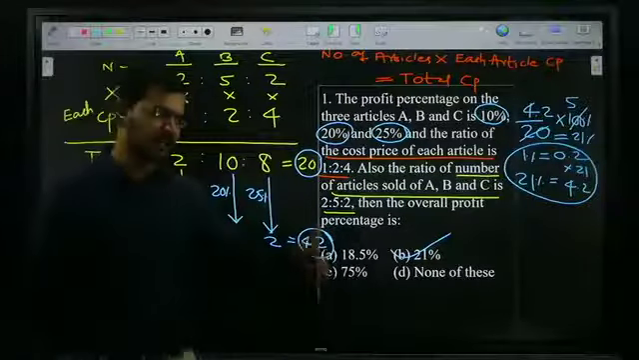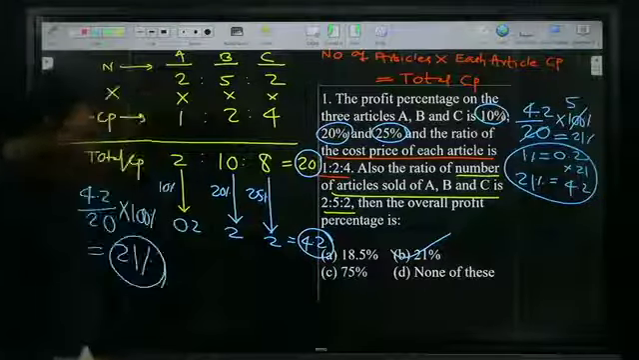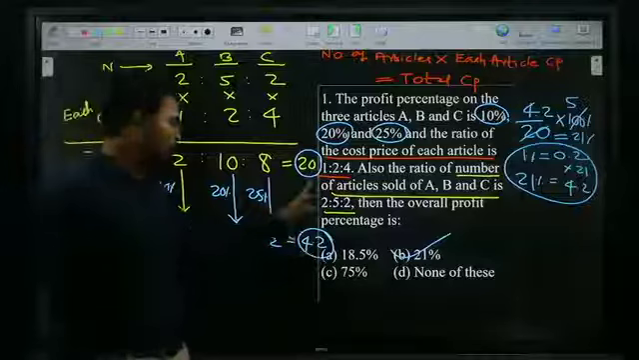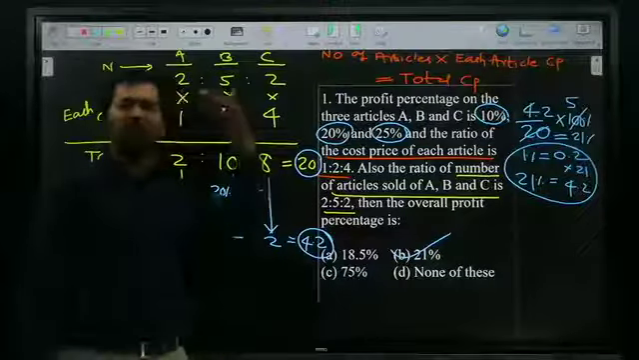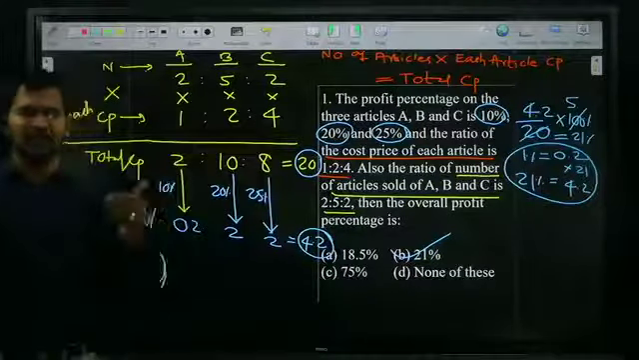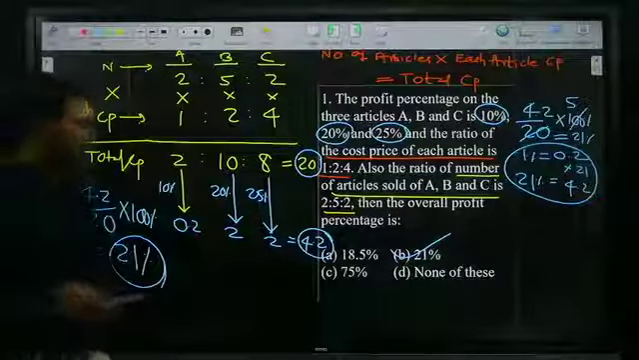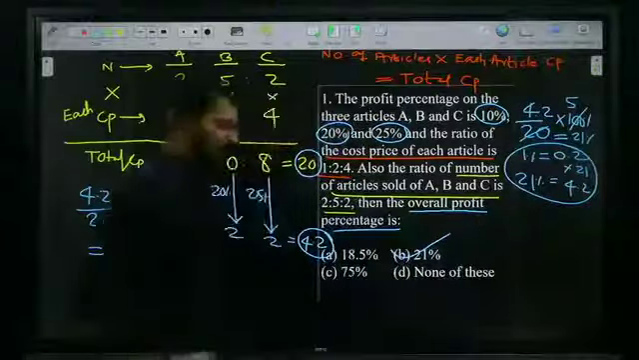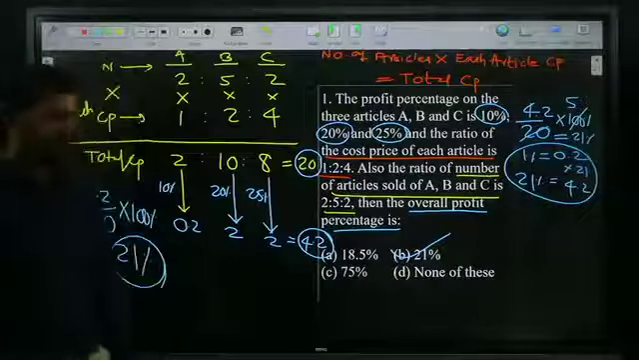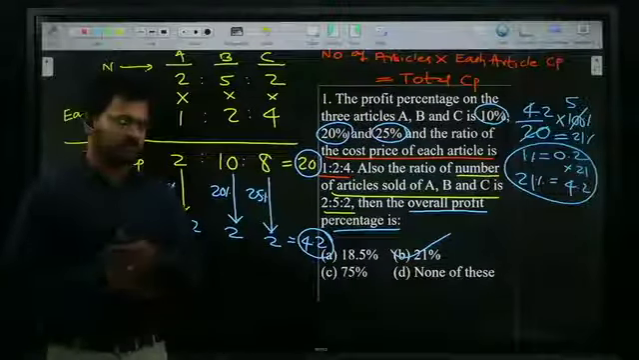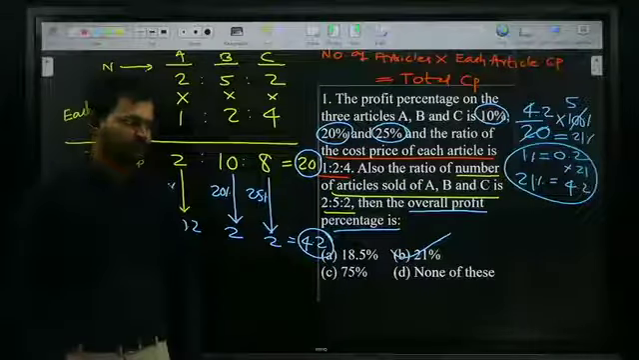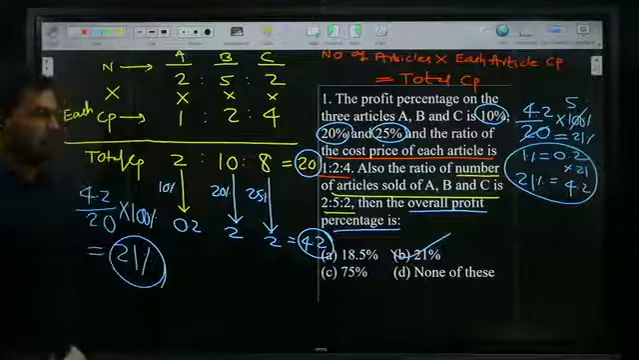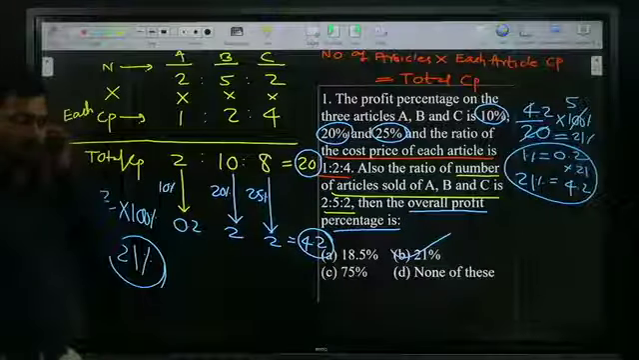Are you okay, Karthikeyan? Very good. Overall profit is 4.2. Overall cost price is 20. Overall profit by overall CP is nothing but overall profit percentage. They're asking overall profit percentage. Shall I move to the next question?